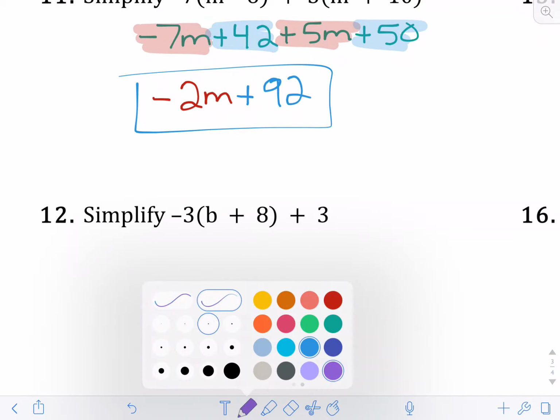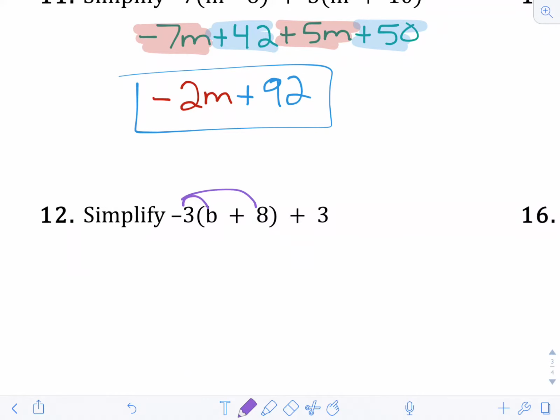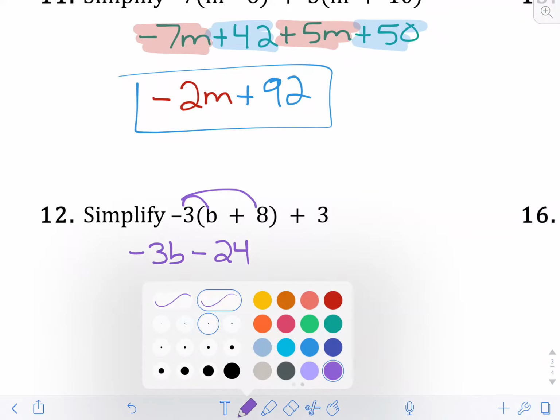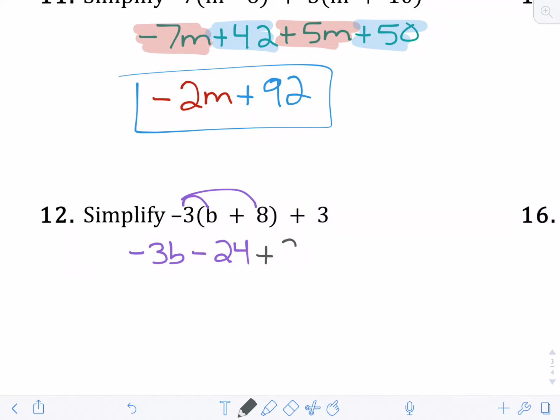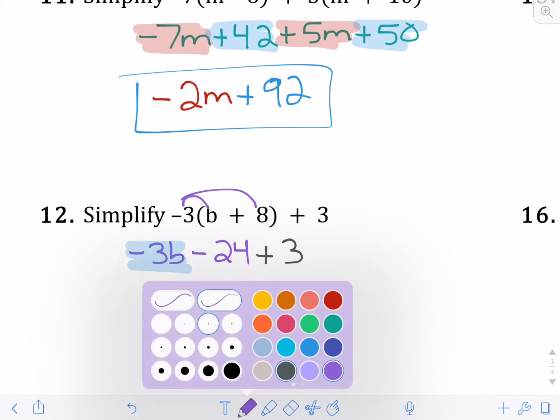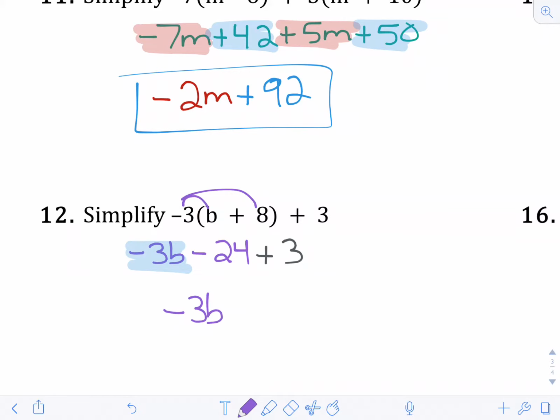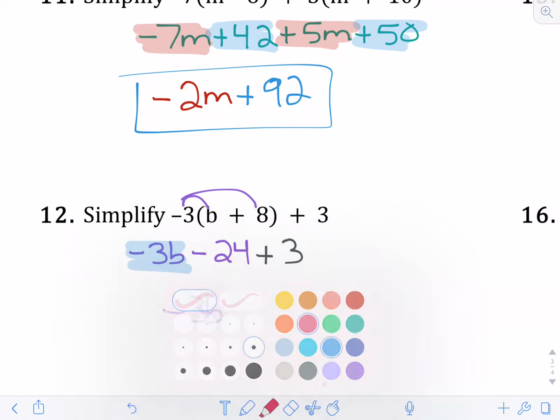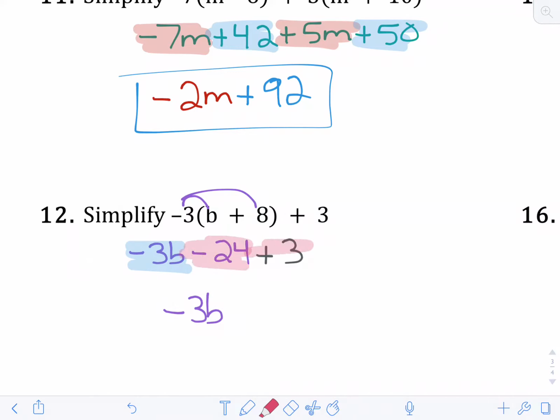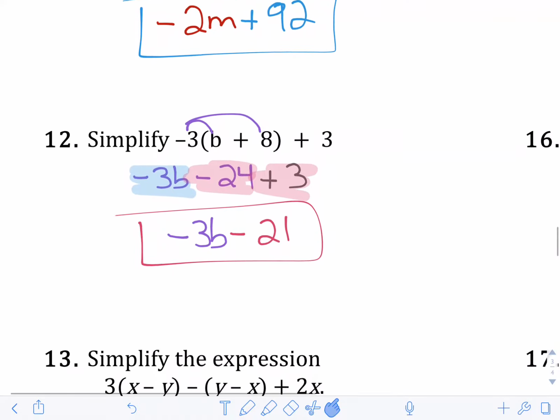Alrighty, number 12. Distribute the negative 3. Negative 3b minus 24, and I still have this lovely plus 3 in the back. Combine like terms. Okay, I don't have anything else besides just this negative 3b. There's no other b, so I'm going to leave it as negative 3b. Okay, and then what I have over here is a negative 24 and a positive 3 that I can combine. So negative 24, positive 3. Negatives are winning, and they are winning by 21 points. And I can't combine those because those are not like terms.